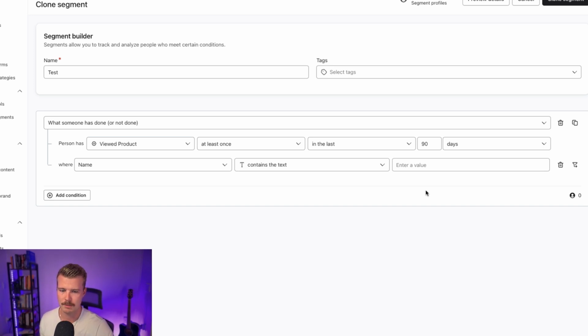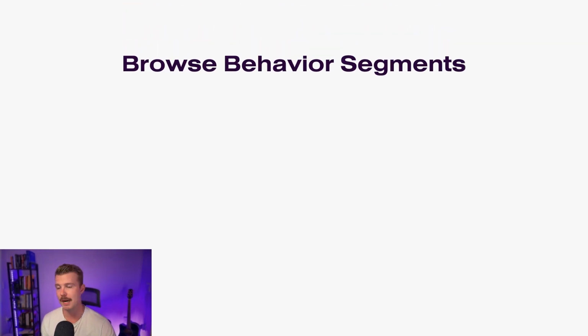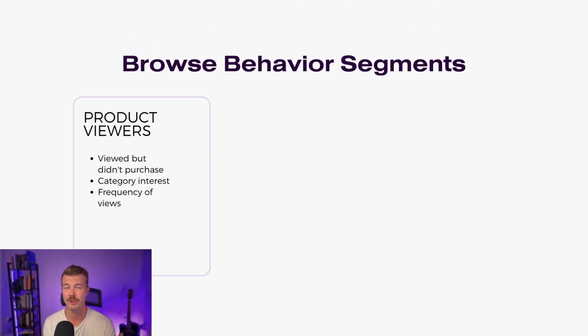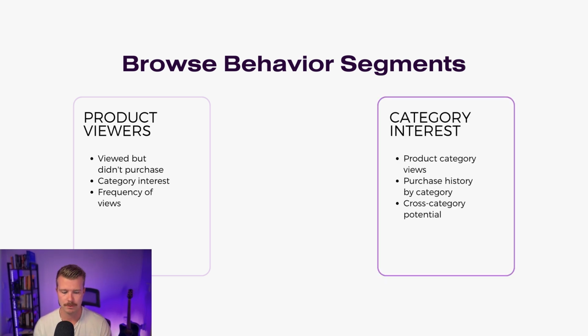So I'll show you a couple other examples here, but a couple different ways you can segment based off of the browse behavior is product viewers. So people checking out a certain product, but not adding to cart or not purchasing. Category interest. So people looking at specific categories. Maybe that's weight loss for a supplement brand. Maybe it's mass gainers for a supplement brand. Maybe it's just all men's apparel, or maybe it's all women's apparel. And then you can also look at that based off of frequency of views. Like if someone has viewed a product 17 times in the last 4 days, they are probably really interested, and you just need to give them a slight nudge and they will buy, right?